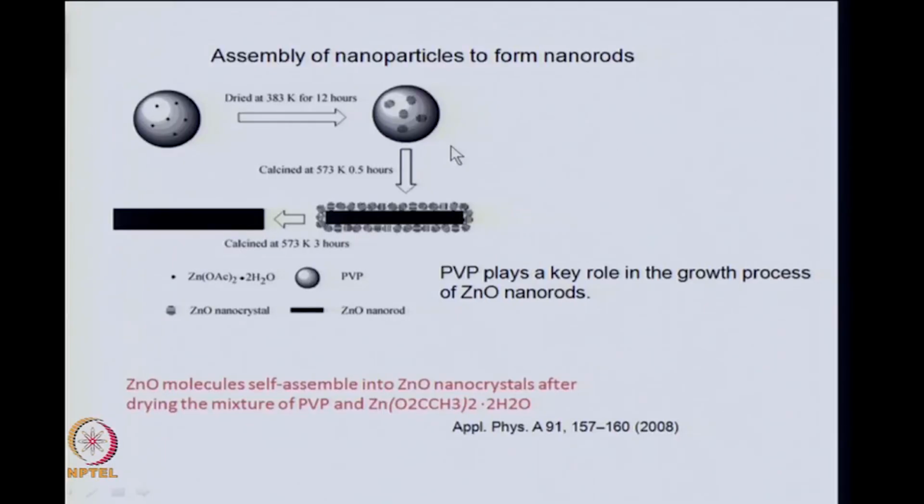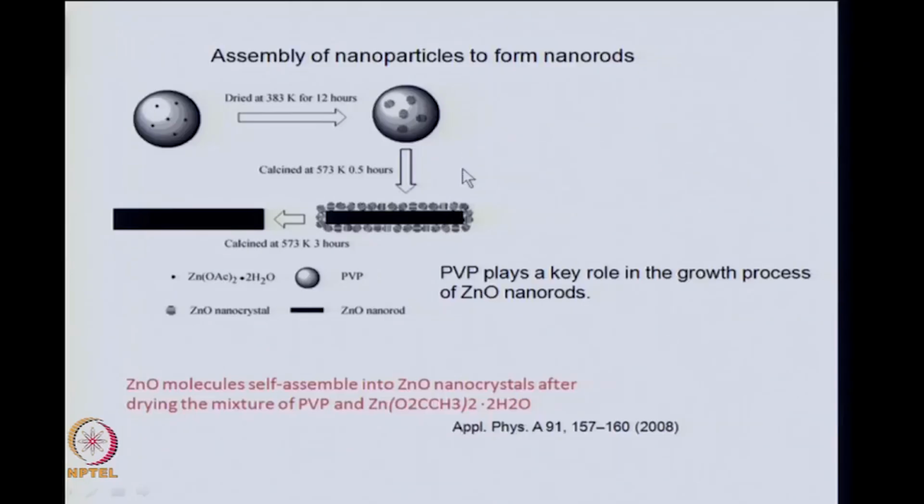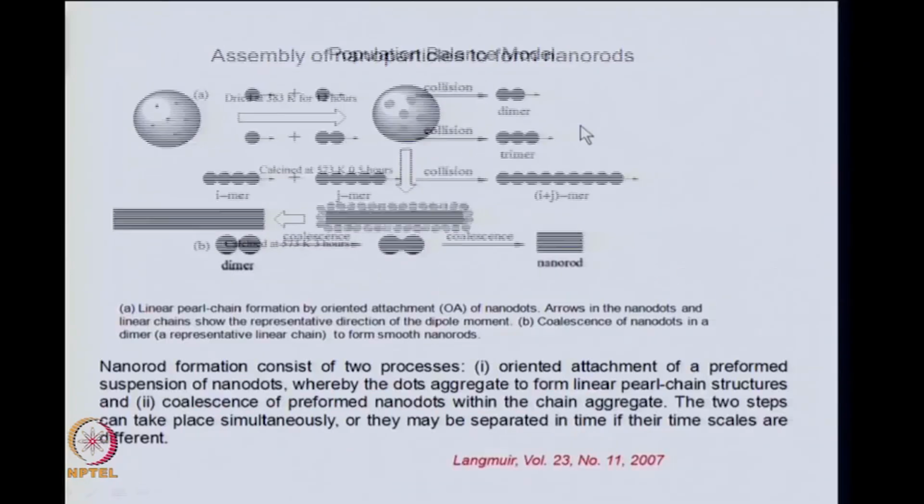So, this is one of the methodologies how you get nanorods from nanoparticles by self assembly during the drying up of the polymer along with the metal ion solution. So, this is a very well known technique now by which nanorod formation can be explained.